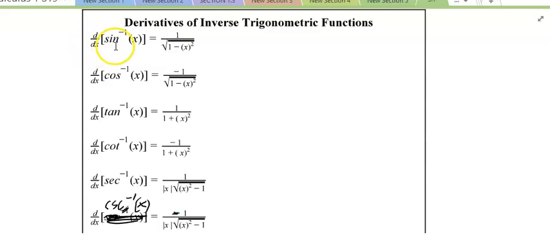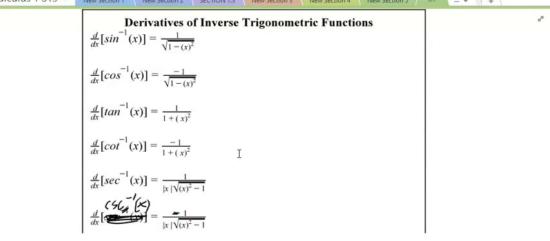The first one says the derivative of sine inverse of x is equal to 1 over root 1 minus x squared. The derivative of cosine inverse of x is equal to negative 1 over root 1 minus x squared. d dx of tan inverse of x is equal to 1 over 1 plus x squared. d dx of cotangent inverse of x is equal to negative 1 over 1 plus x squared.